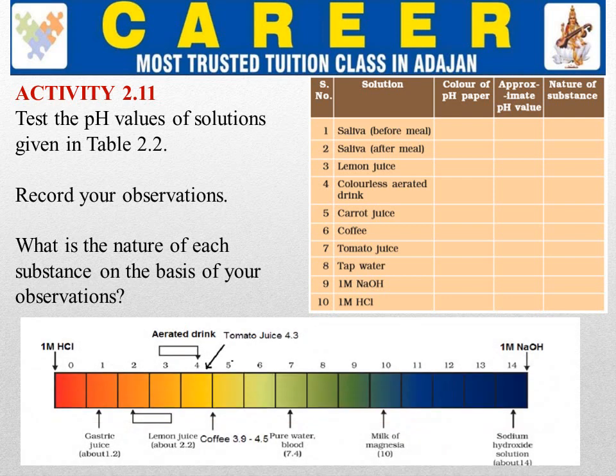Here you can see that all the acidic solutions have a pH less than 7, and that is HCl, 0 pH के आसपास होगा, gastric juice 1.2, lemon juice 2.2, coffee near around 3.9 to 4.5, aerated drink or soft drink around 4, tomato juice 4.3. So all those substances which are sour in taste, खट्टे लगने वाले हैं, वो सब acidic हैं.